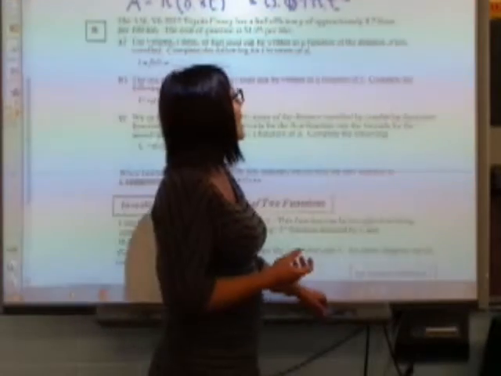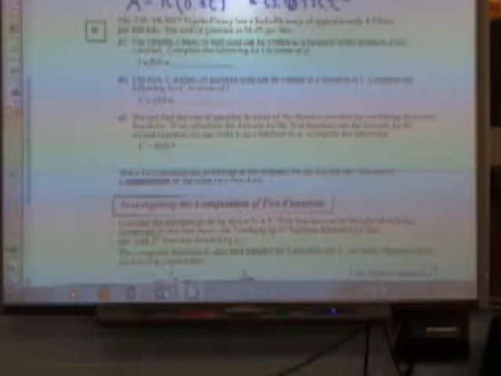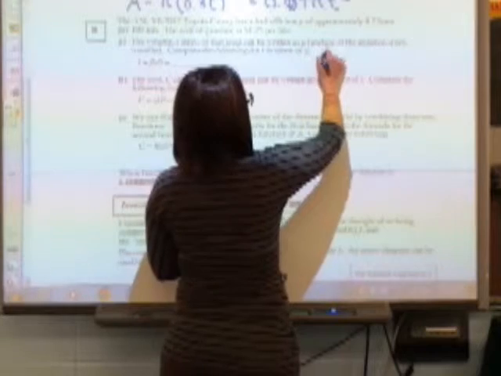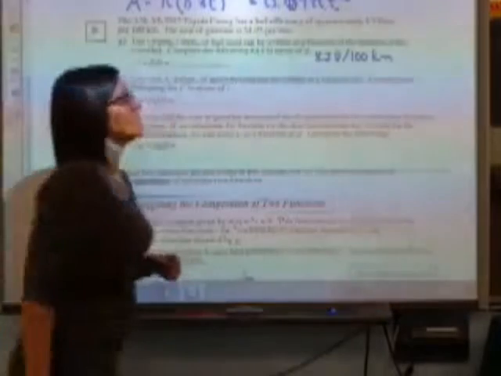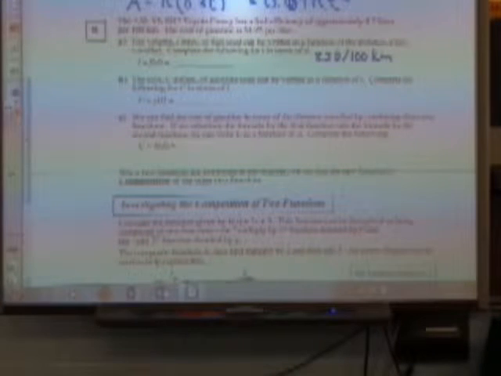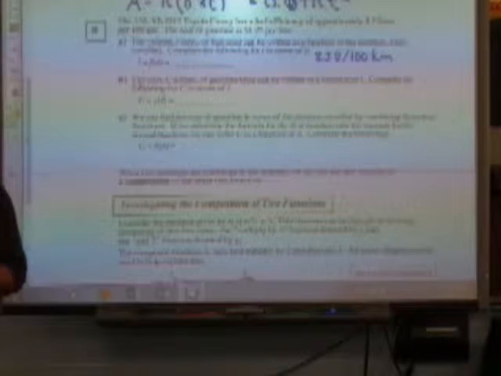So what we're going to start off with is the volume of liters of fuel that can be written as a function of the distance traveled. So it says complete the following for L in terms of D. So what do I know? I know that for every 100 kilometers, I burn 8.2 liters of fuel. So how much would that be per kilometer? Instead of every 100 kilometers, how can I find out how much fuel I burn every kilometer? What would I do?